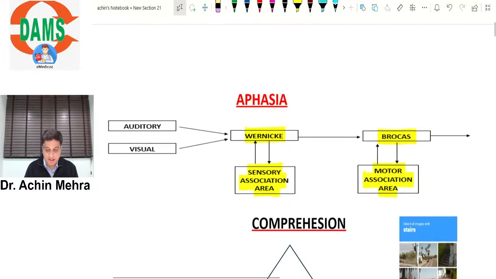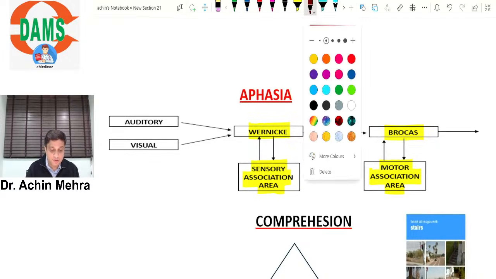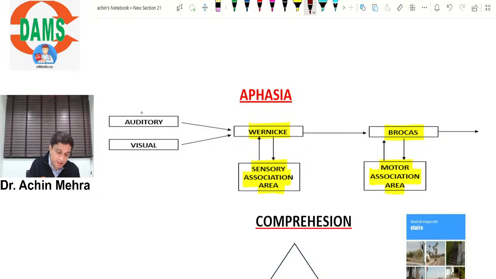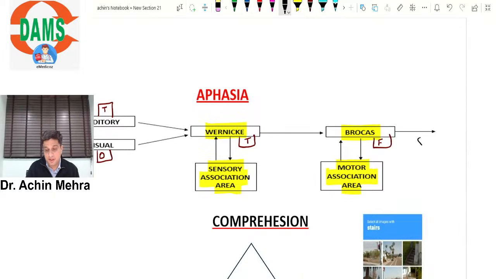Now connecting Wernicke's and Broca's, there have to be other kinds of fibers. So let me locate them. The auditory area is located in the temporal lobe. The visual cortex, we all know, is in the occipital lobe. The Wernicke's area is in the temporal lobe. The Broca's area is in the frontal lobe. Now to connect with Wernicke's and Broca's, we have two more areas known as the sensory and the motor association areas. And then finally from here, the speech output will come out.